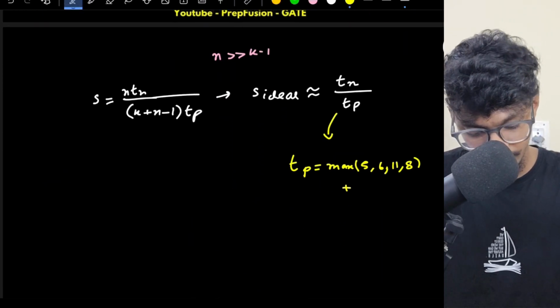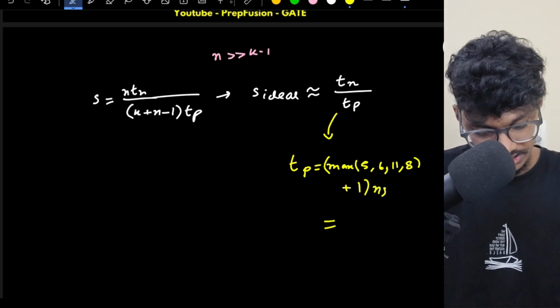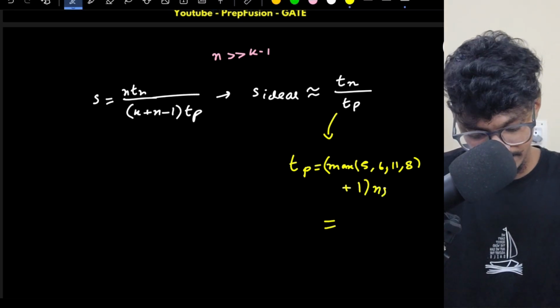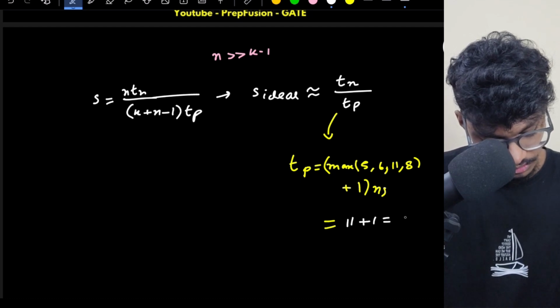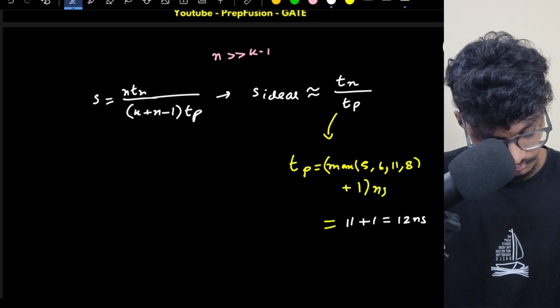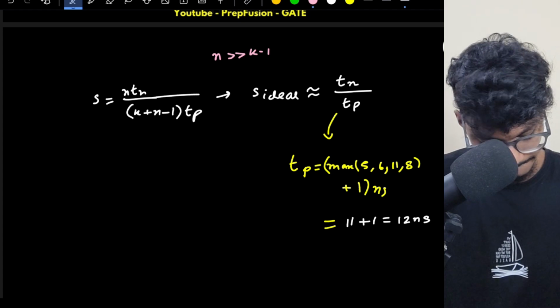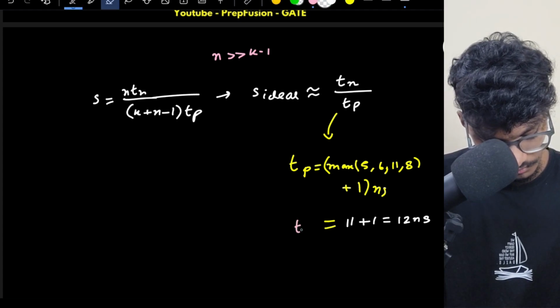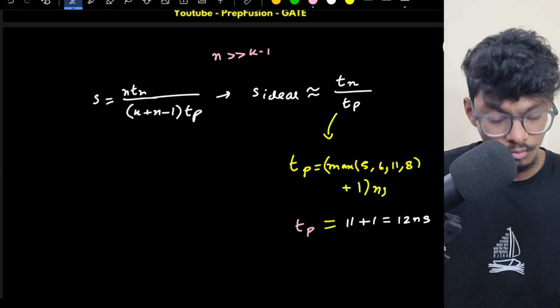So register delay is 1 nanosecond, and all this is in nanoseconds. So the maximum of 5, 6, 11, 8 is 11, plus 1, so it becomes 12 nanoseconds. So my TP actually becomes 12 nanoseconds. What about TN?